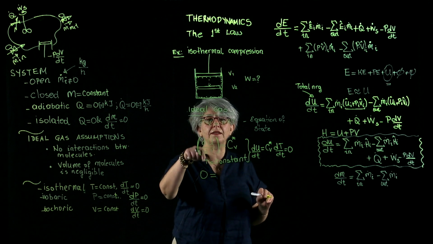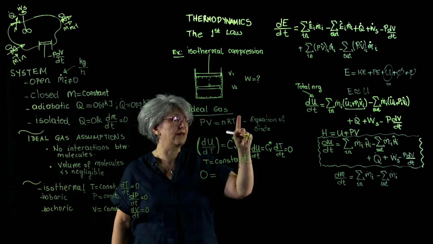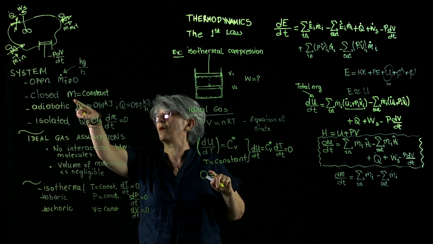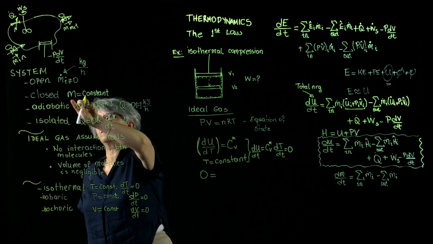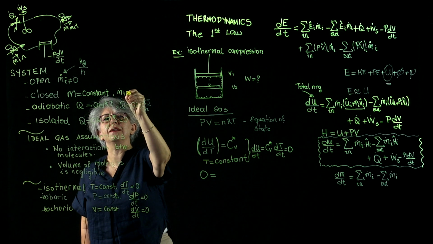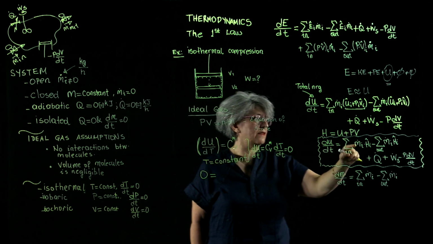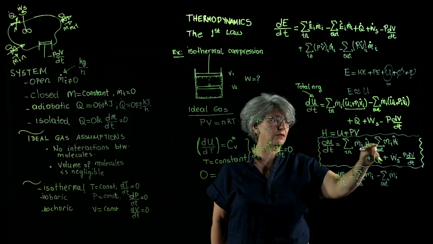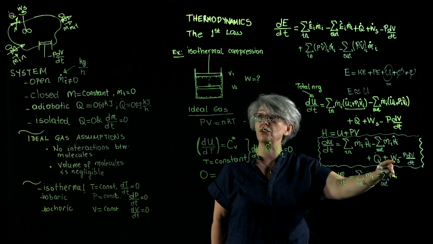The system is closed. There is no mass in or out. For closed systems, m is constant. M dot i is equal to 0. All of them are 0. This term drops out. This is 0. This term drops out. There's no shaft work.